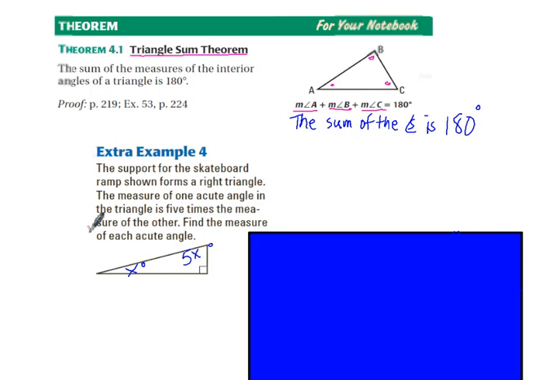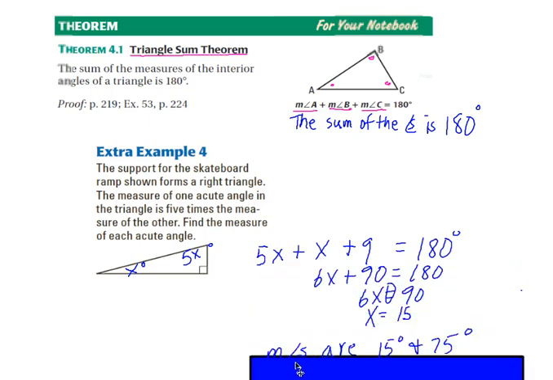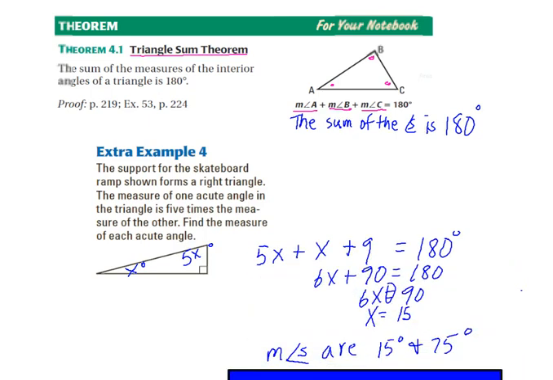As an example, we have a support for a skateboard ramp that forms a right triangle. The measure of one acute angle of the triangle is 5 times the measure of the other. Find the measure of each acute angle. So the way to attack this problem is on the drawing. I'm going to write an x and a 5x on the two acute angles. Alright? And then from there I can set up my algebra and solve.